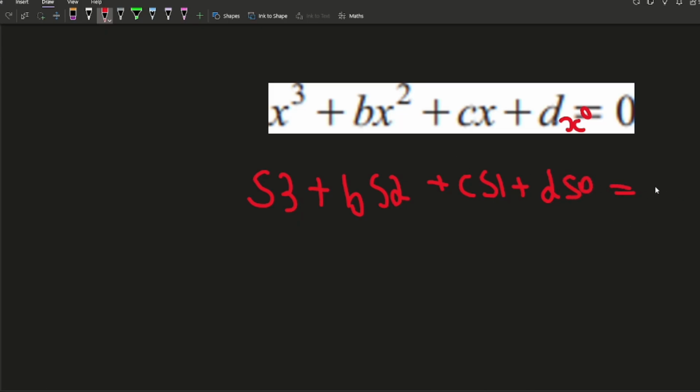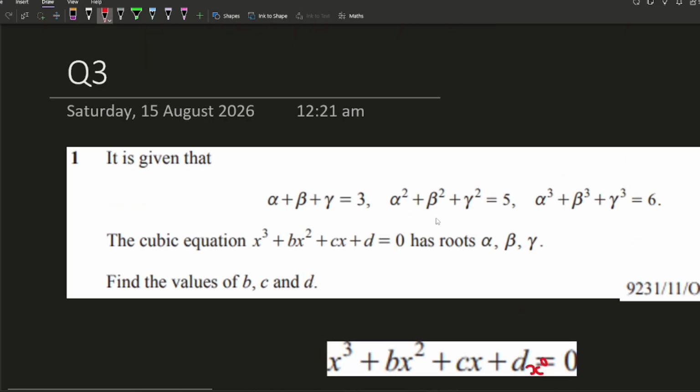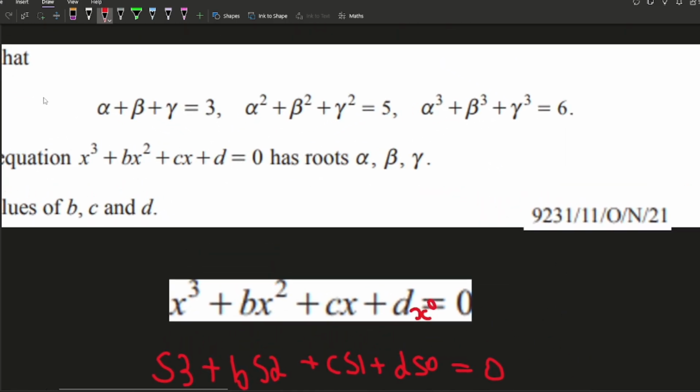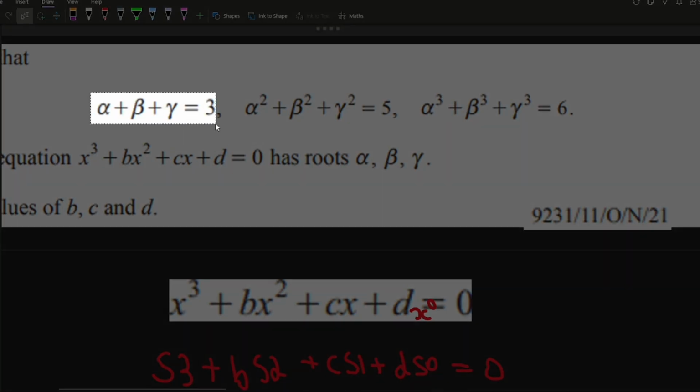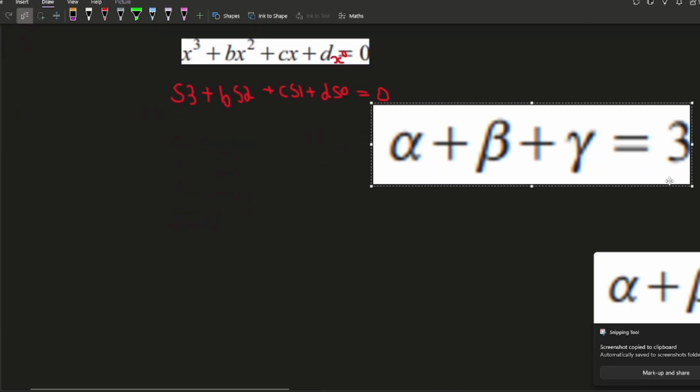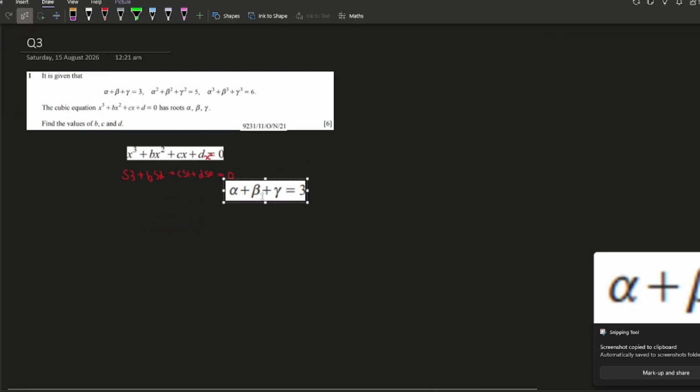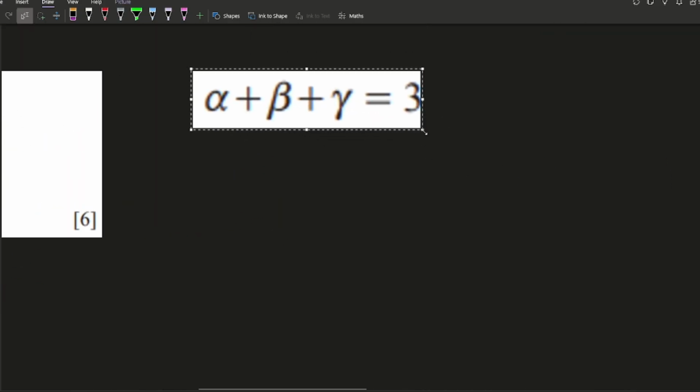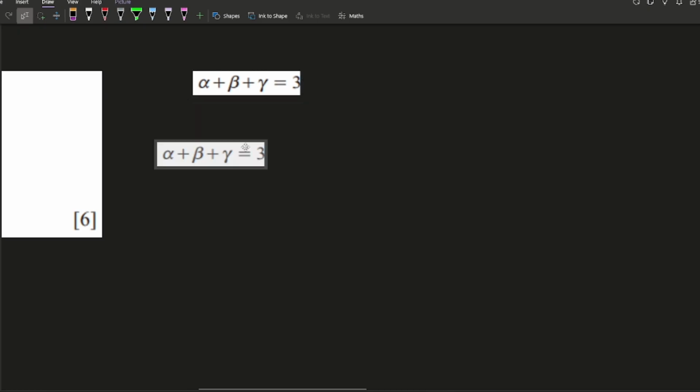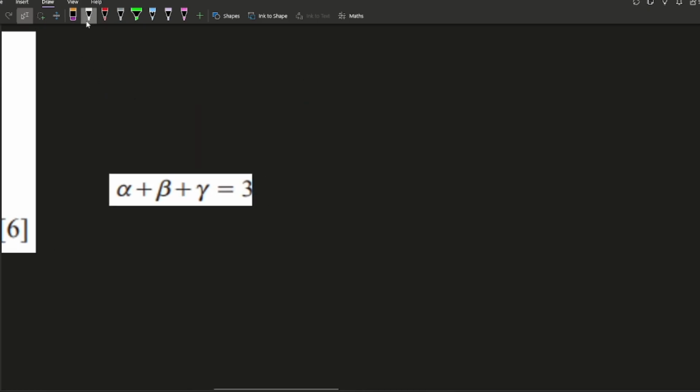And all of this is equals to 0. Now, before solving any more, let's stop it here. And now let's first figure out what this value tells us. So first this one, let's do that here. Okay, so this is the sum of roots, alpha plus beta plus gamma.